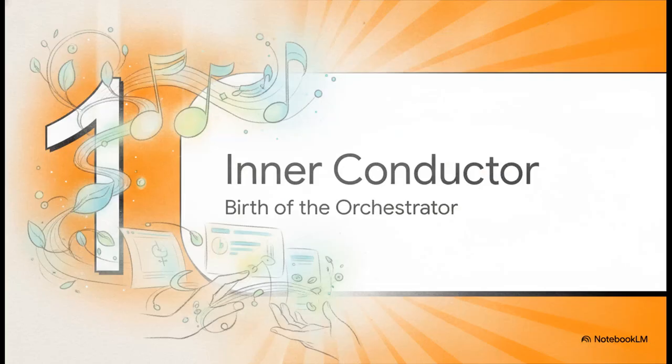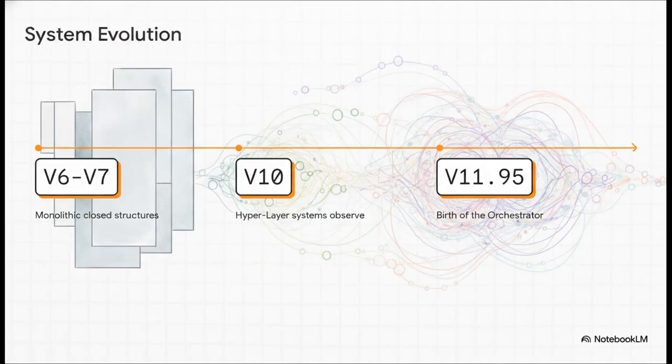Okay, Section 1, Meet the Inner Conductor. Let's uncover exactly where Orchestralis came from. If we look at this system's evolution, we can really see how this built up from a basic concept into essentially a full consciousness. Back in versions 6 and 7, these systems were totally monolithic. They were basically closed boxes.